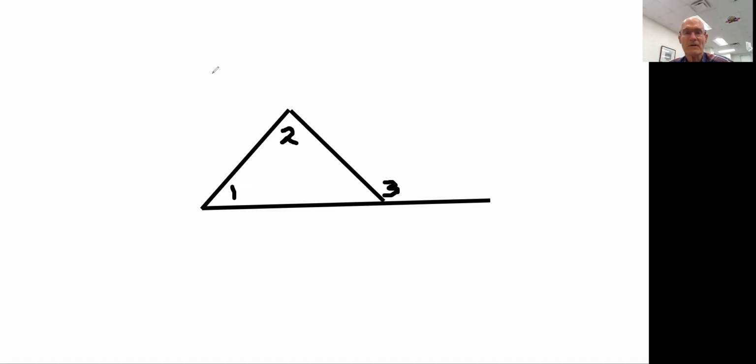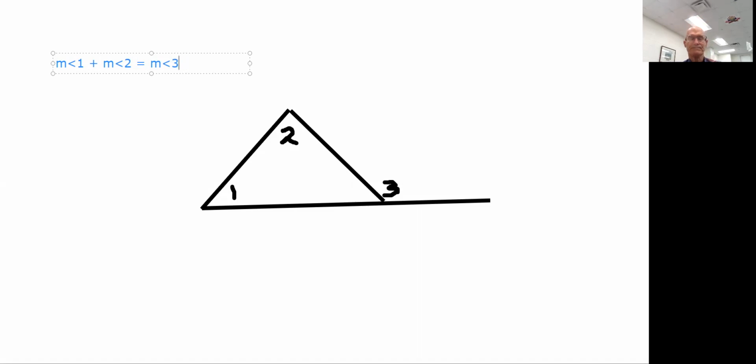Now, the theorem that we looked at says the measure of angle 1 plus the measure of angle 2 equals the measure of angle 3.